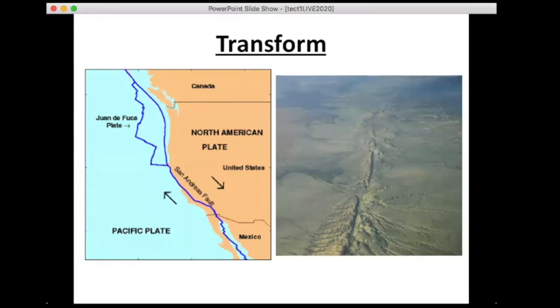Our third type of boundary is called a transform boundary, or a simpler name for it is a sliding boundary. And at this boundary, the plates are not moving together or apart. They are simply sliding past each other. We typically do not get volcanoes at these boundaries. No volcanoes. However, we can get big earthquakes when the plates lock together and then release their energy.